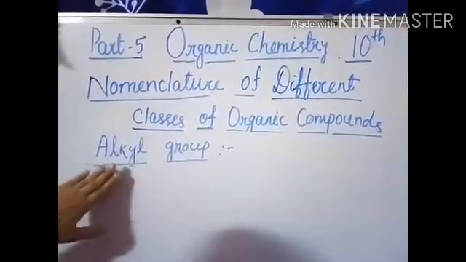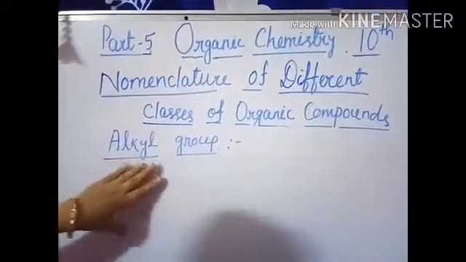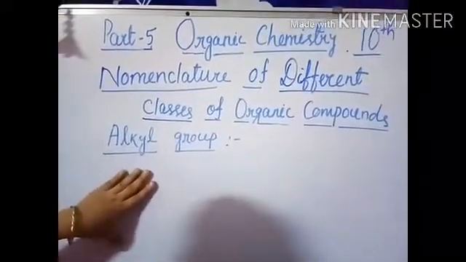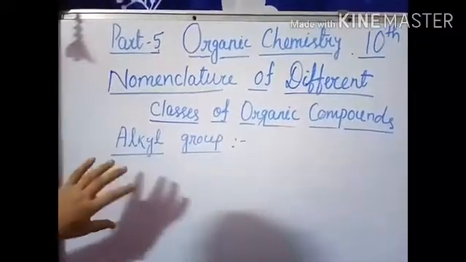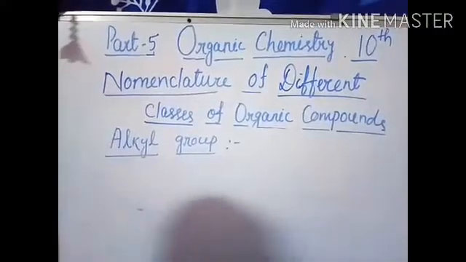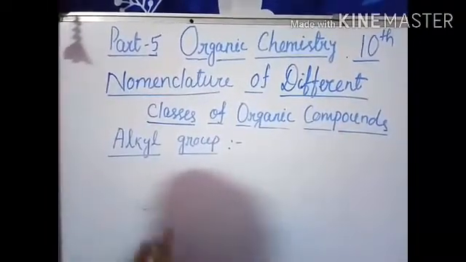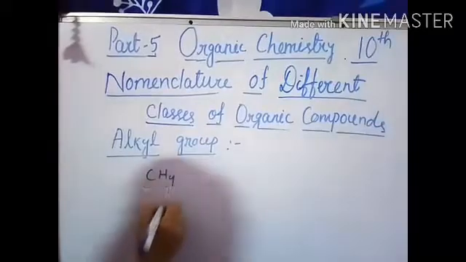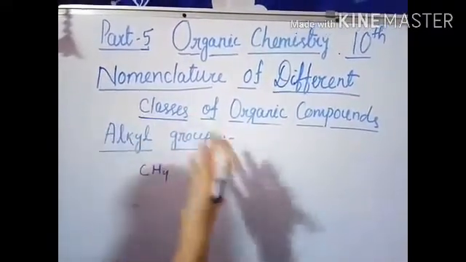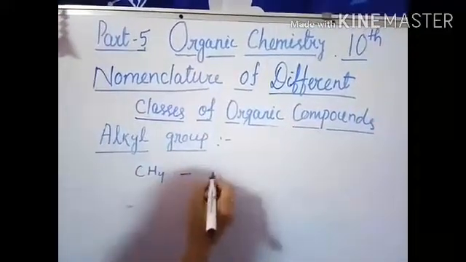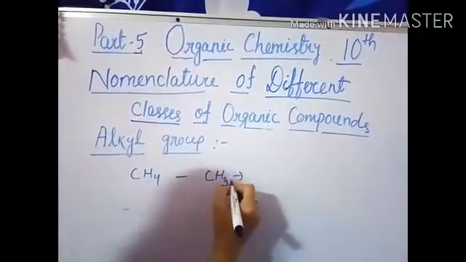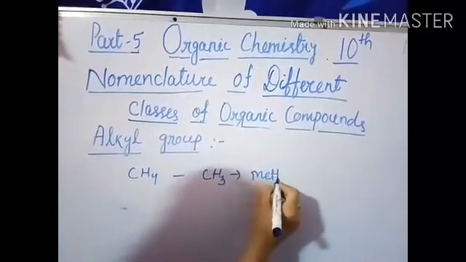So children, next is the alkyl group. What is alkyl? Alkyl means whenever a hydrogen atom is removed from the alkane group only, from the single bond group only. Suppose you have taken CH4 and one hydrogen atom is replaced by another functional group. At that time it will become CH3, which is known as one of the alkyl groups, that is the methyl.